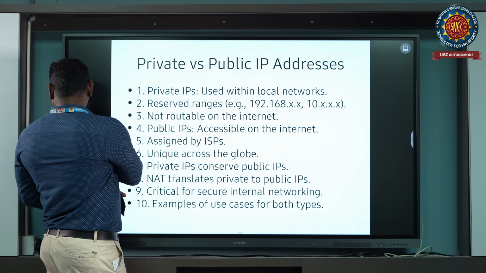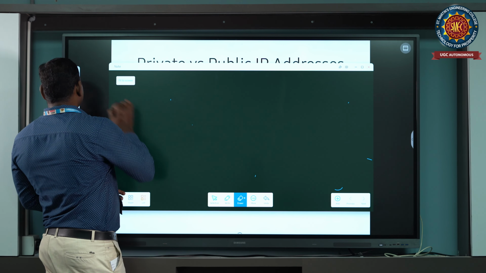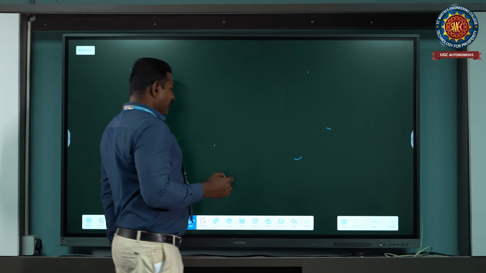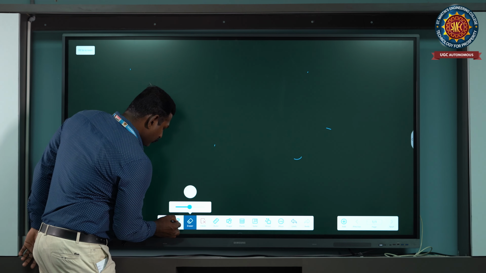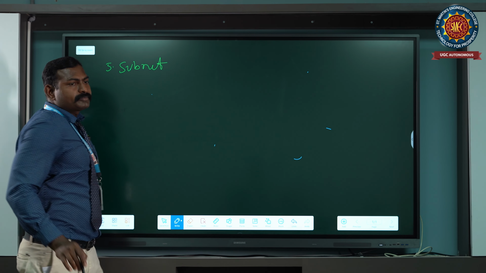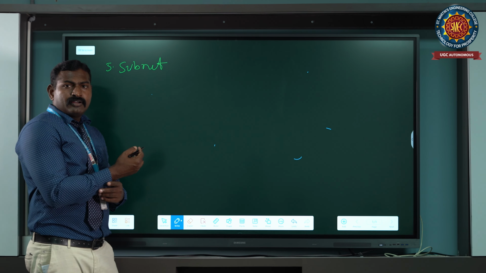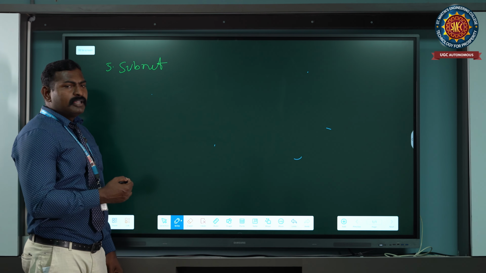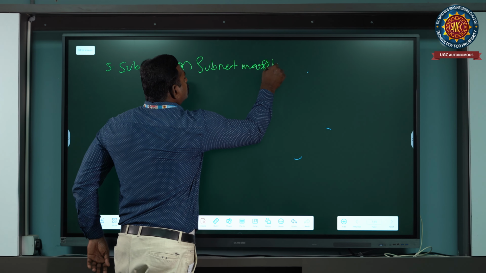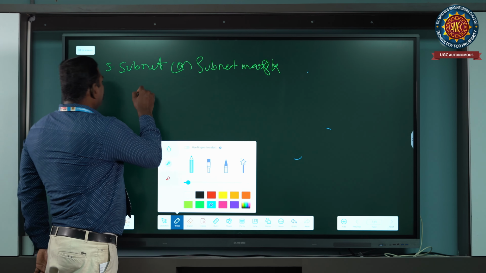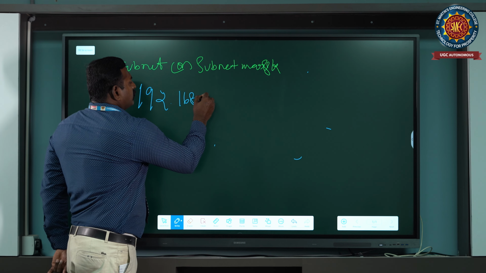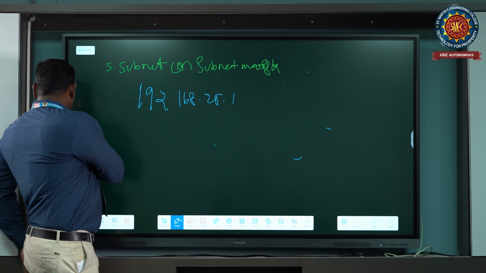Next, there are public and private IP addresses. Now I will come back to that. I will come back to note subnet. Subnet. What about subnet? This is number 5, subnet. What is subnet? We can call it a subnet or subnet mask. For example, as I wrote earlier, 192.168.25.1. Okay, before that I would like to show the video.